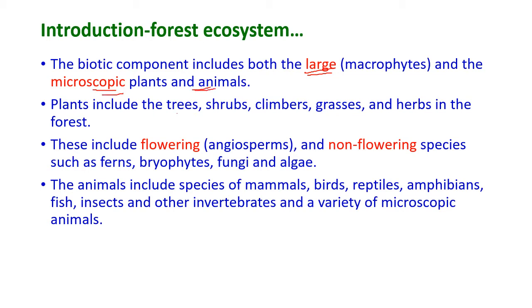Plants include the trees, shrubs, climbers, grasses and herbs in the forest. That is, these include the flowering plants, that is angiosperms, and the non-flowering species or plants such as the ferns, bryophytes, fungi and algae. The animals include the species of mammals, birds, reptiles, amphibians, fish, insects, and other invertebrates, and a variety of microscopic animals.